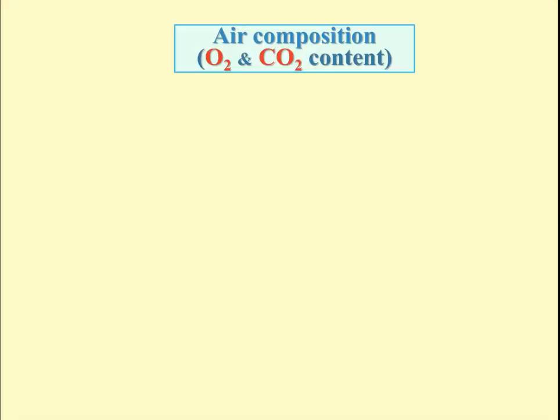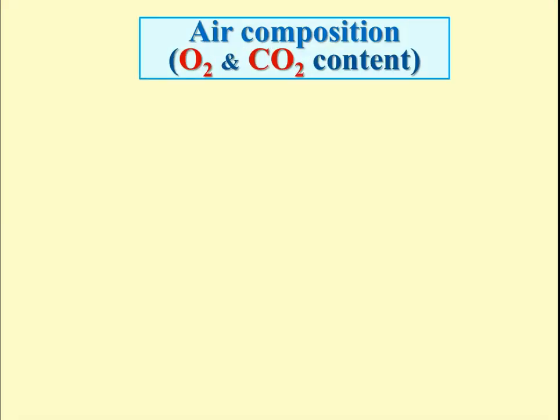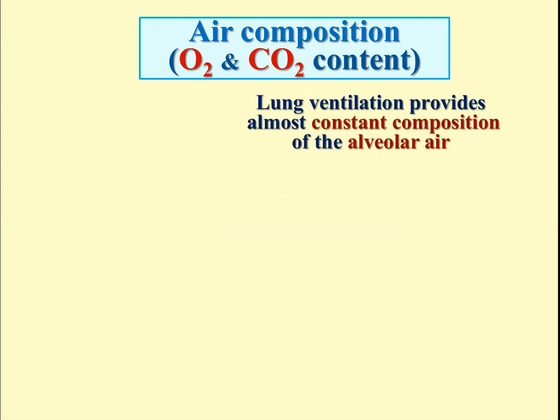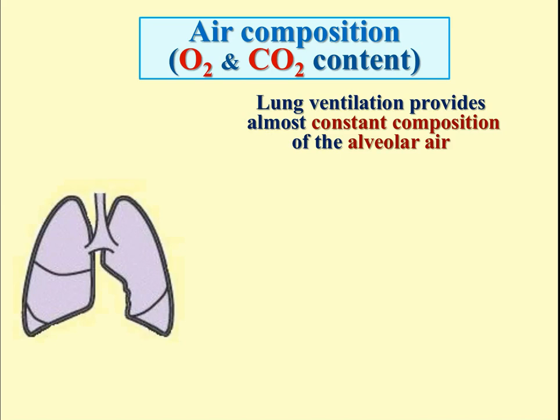Let's begin. First, we need to consider the air composition. Actually, most important air for us is the alveolar air. But before consideration of its composition, it's necessary to know the composition of the atmospheric air and expired air, which all are different. As you remember from previous lecture, lung ventilation, at rest at least, provides almost constant composition of the alveolar air, with very little difference between composition after inspiration and after expiration.